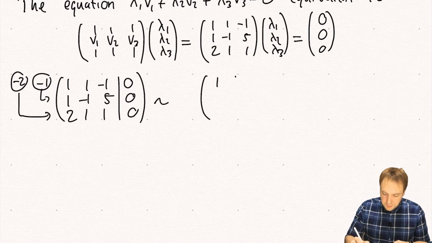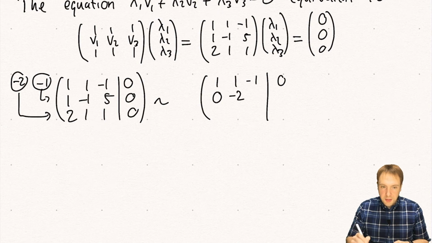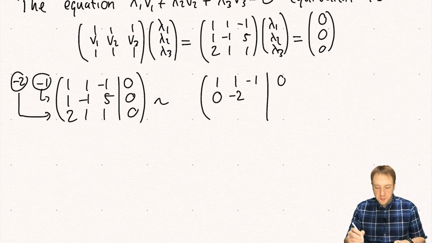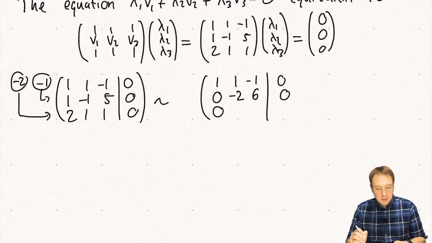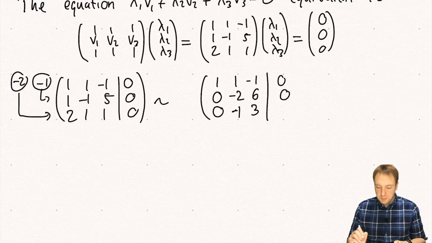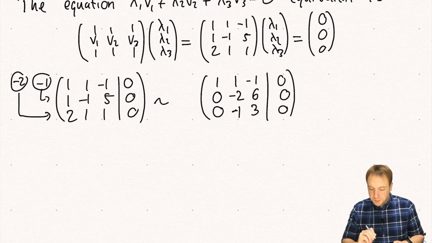So the first one stays the same. 0. Here is a 0. So here is a minus 2. And minus 1 times minus 1 is plus 1. So here is a 6. 0. Here we have a 0. And 1 minus 2 is minus 1. And yeah, minus times minus gives plus. So this is 3. And here we have a 0.